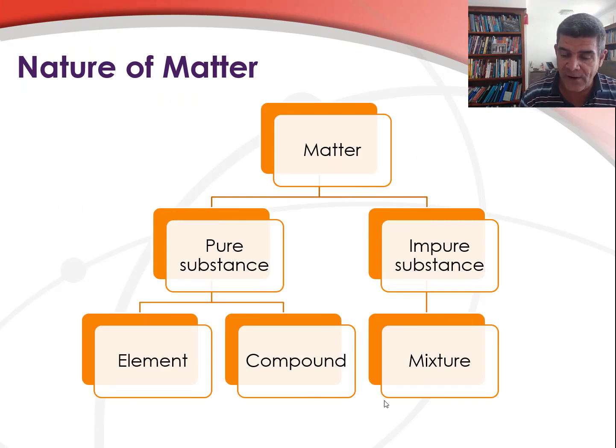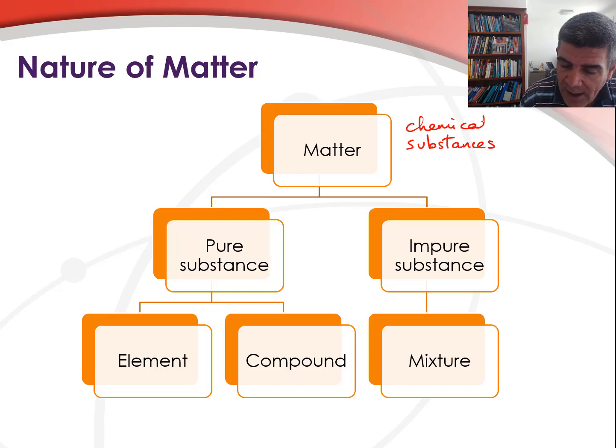So matter itself is any substances, and these of course are chemical substances. So everything we know about is made up of chemical substances, and all of these chemical substances basically fit into one of two main categories. The first category is pure substances, and the second category is impure substances.